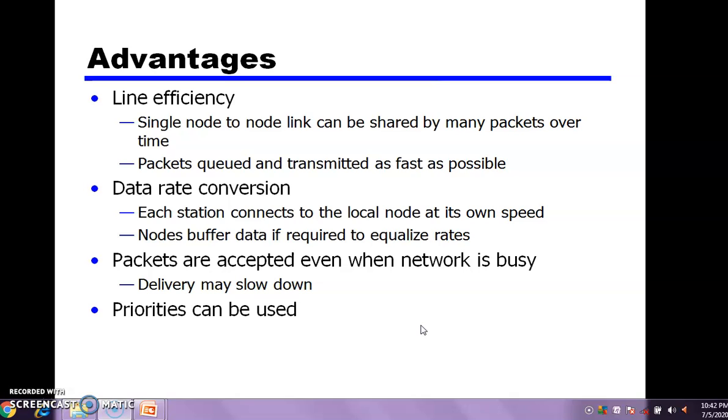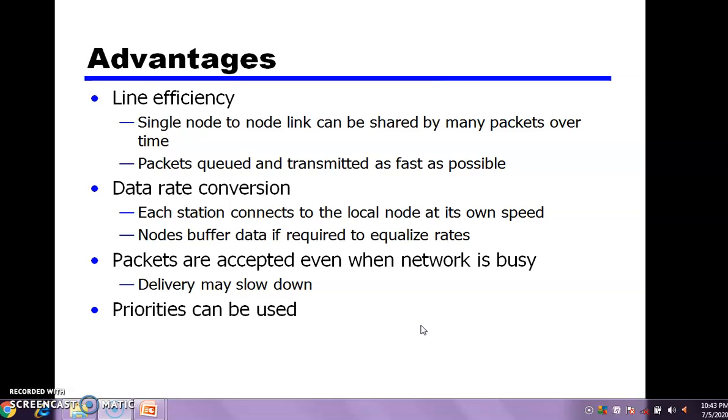Next one is data rate conversion. A packet switching network can perform data rate conversion. Two stations of different data rates can exchange packets because each connects to its node at its proper data rate. Whereas in circuit switching, they have to use the same data rate at both ends.